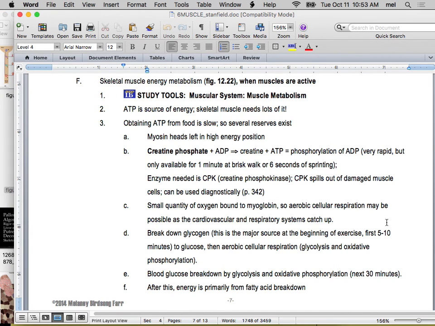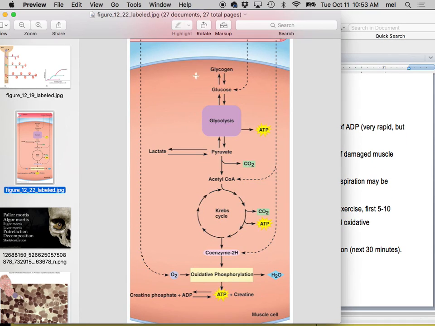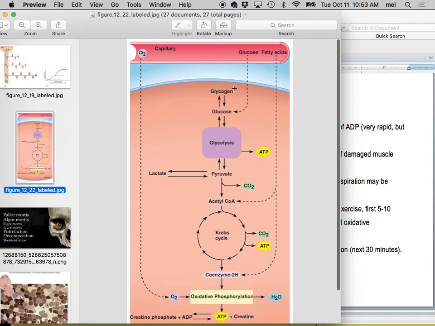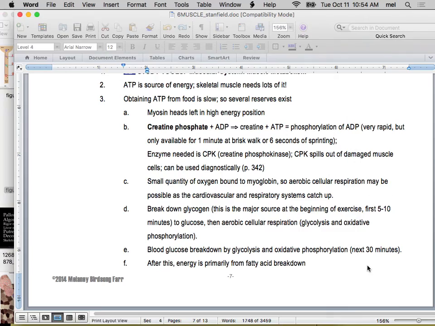And so now let's say my cardiovascular and respiratory system catch up, and then what I start burning is, instead of stored glycogen, I start burning glucose. And hopefully I've also started delivering adequate quantities of oxygen to do so, right? So now this part, when I'm burning blood glucose, depending on what you've eaten, depending on how much glucose you had stored, this can last to about 30 minutes. So now I'm about 42, 43 minutes in. Good? Okay. So blood glucose breakdown by glycolysis and oxphos, that's about the next 30 minutes.